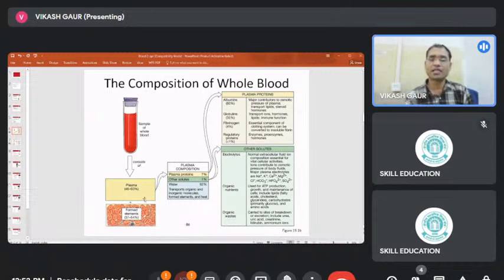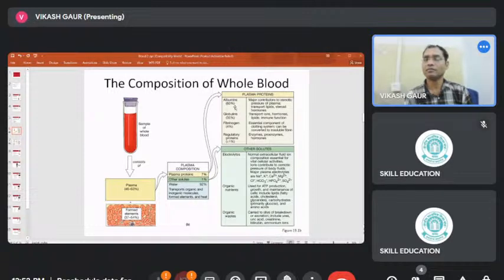Out of the 55% plasma, protein consists of 7% and other solutes are 1%, and out of it, 92 to 98% is water, which transports organic and inorganic molecules, formed elements, and heat also. So we can discuss two components broadly: plasma proteins and other solutes.